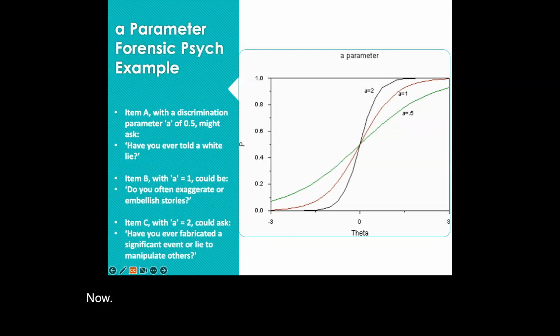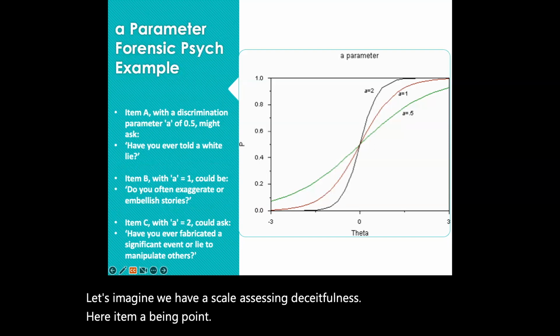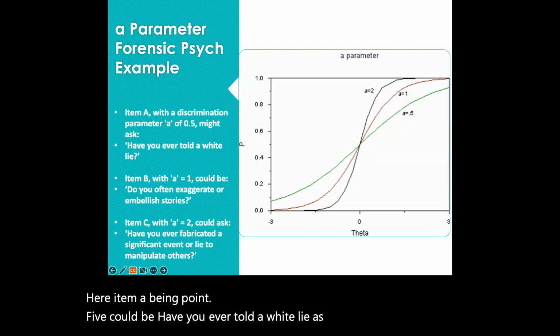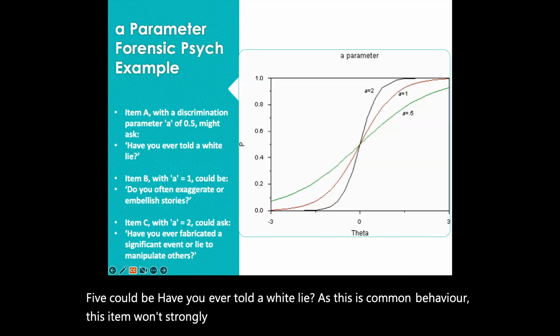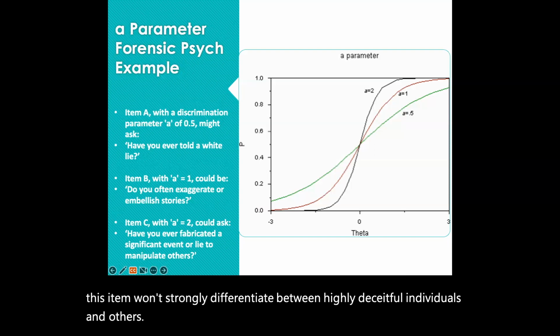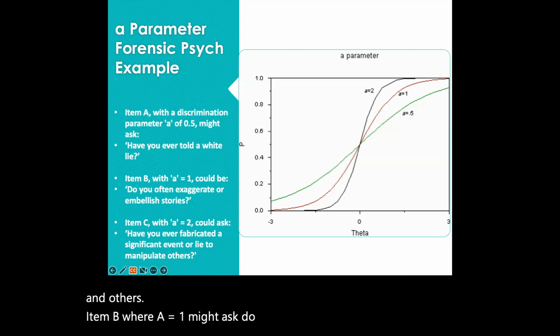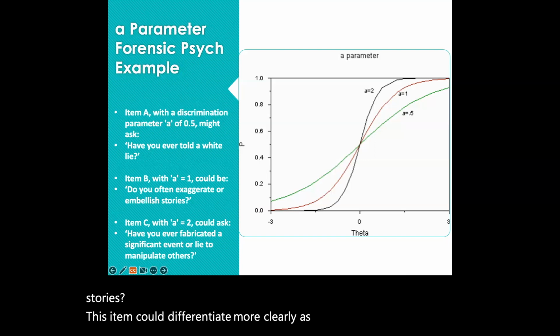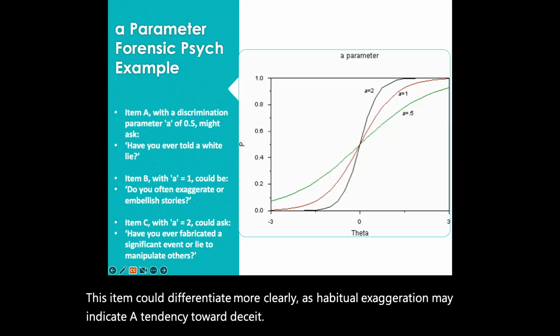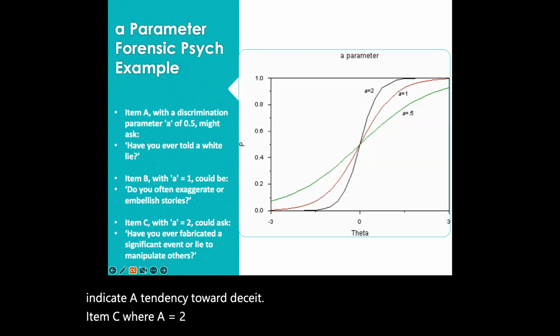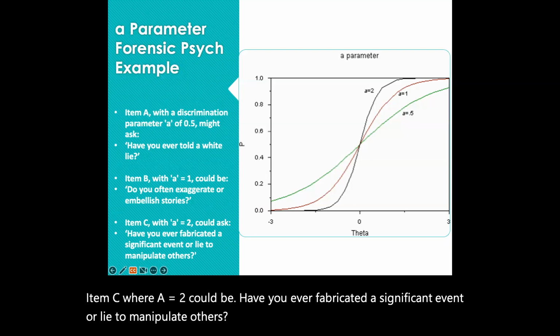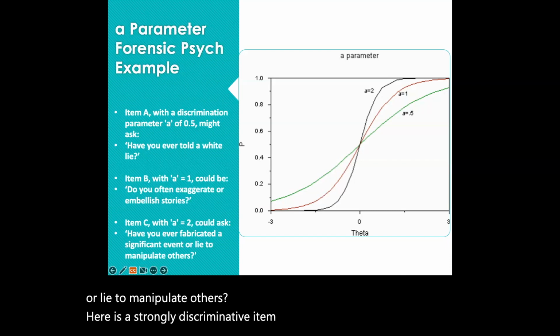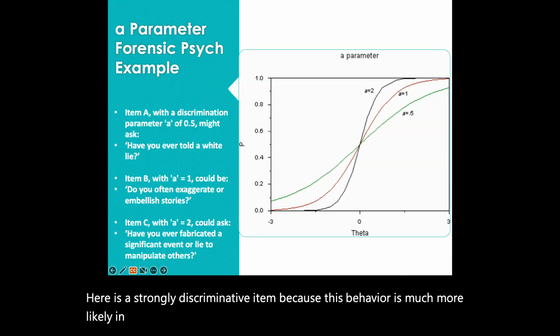Now, let's imagine we have a scale assessing deceitfulness. Here, item A, being 0.5, could be, have you ever told a white lie? As this is common behavior, this item won't strongly differentiate between highly deceitful individuals and others. Item B, where A equals 1, might ask, do you often exaggerate or embellish stories? This item could differentiate more clearly, as habitual exaggeration may indicate a tendency toward deceit. Item C, where A equals 2, could be, have you ever fabricated a significant event or lie to manipulate others? Here is a strongly discriminative item because this behavior is much more likely in highly deceitful individuals.